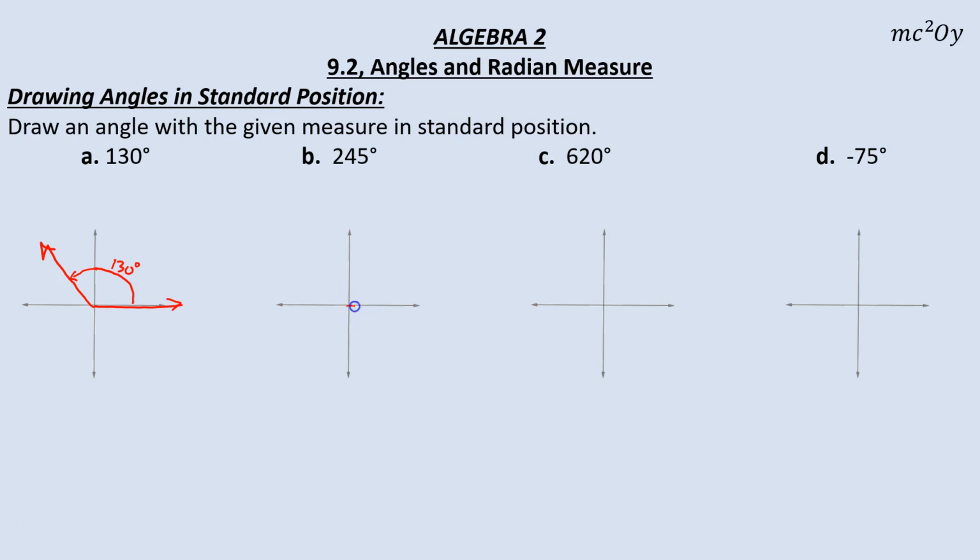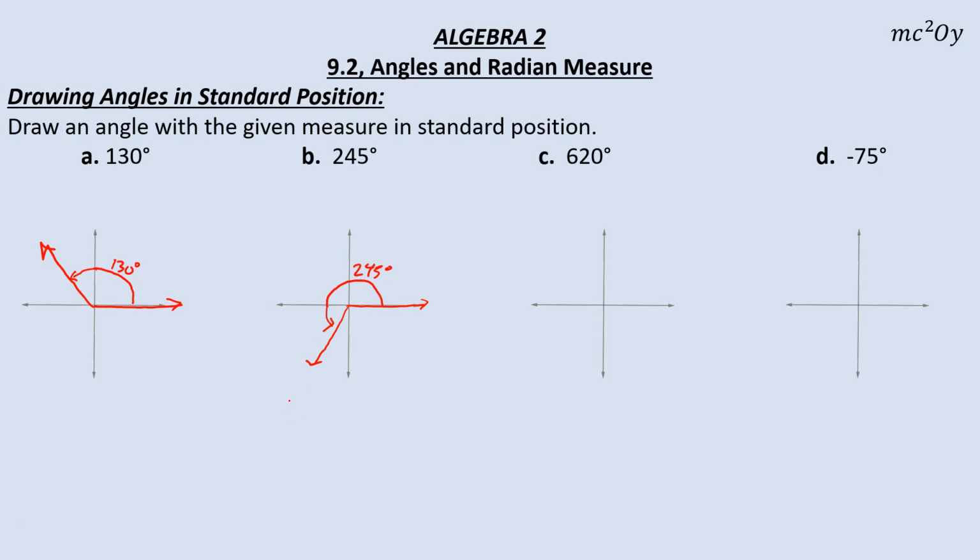245, well, once again, you start in standard position. You rotate. There's 90. There's 180. There's 270. Uh-oh, went too far, right? Okay, 90, 180, you don't go to here. That's 270. In between 180 and 270, you add 45 again, that's 225. Well, that's a little more than halfway. Okay, so we're going to say that's about 245.